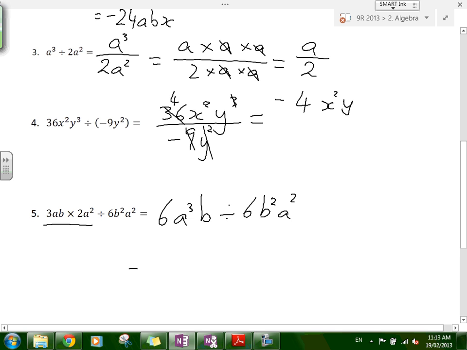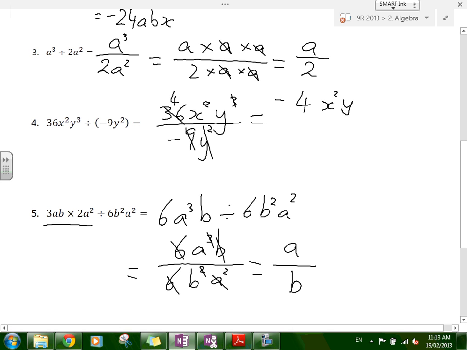Okay, and that equals, if I rewrite it, 6a cubed b over 6b squared a squared. Now, the 6, that's a common factor, so they're going to cancel out. There's an a cubed here and an a squared. A cubed divided by a squared is just a. And then we have a b squared and a b. Cancel out the b, and then that will just be left with b. So what we end up with is a over b. And that is the solution to this. When you've simplified it, taken it step by step, you end up with a over b.